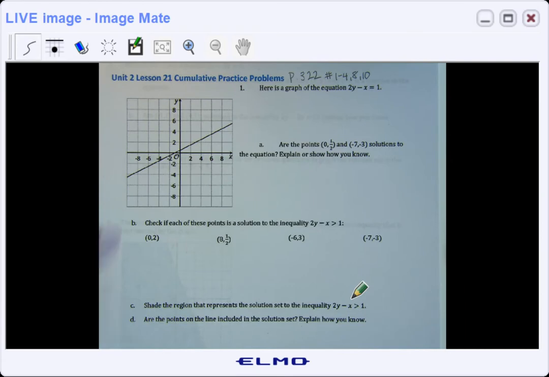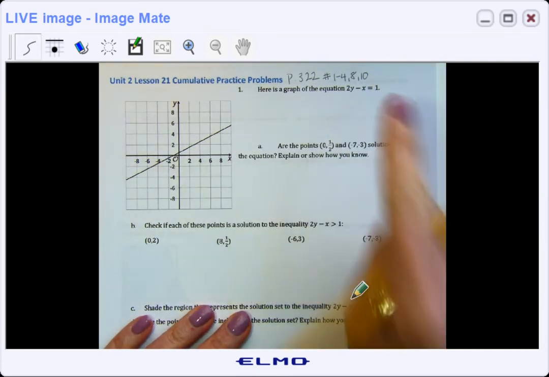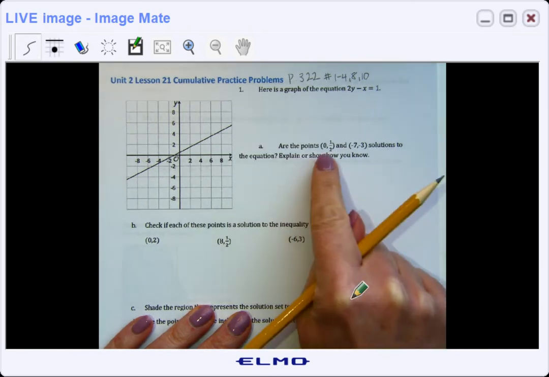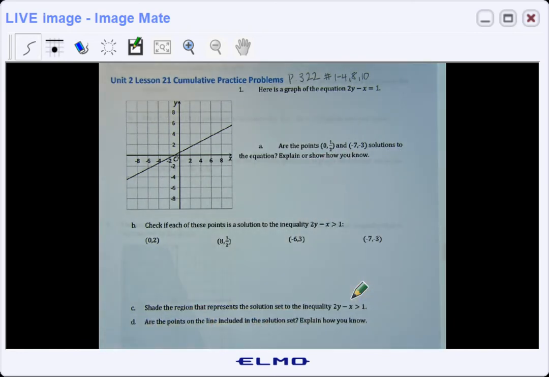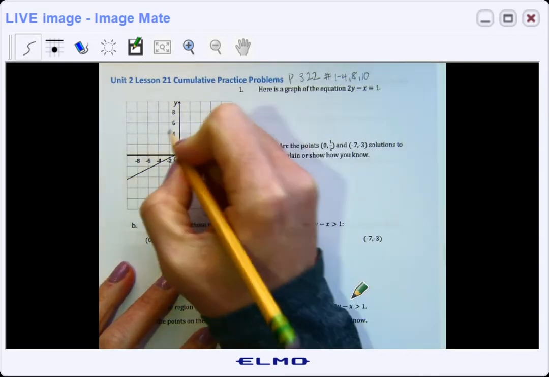For number 1, this is the graph of this equation, 2y minus x is equal to 1, and we're supposed to determine if these 2 points are solutions to the equation. So if they're solutions to the equation, first of all, I should be able to see that they're on the graph. And this graph is a little bit tricky because it's scaled by 2's.